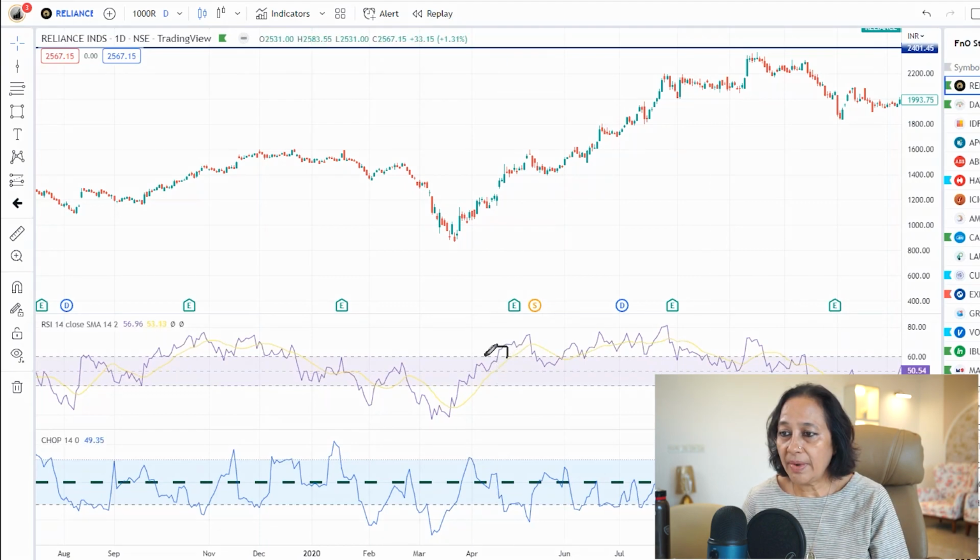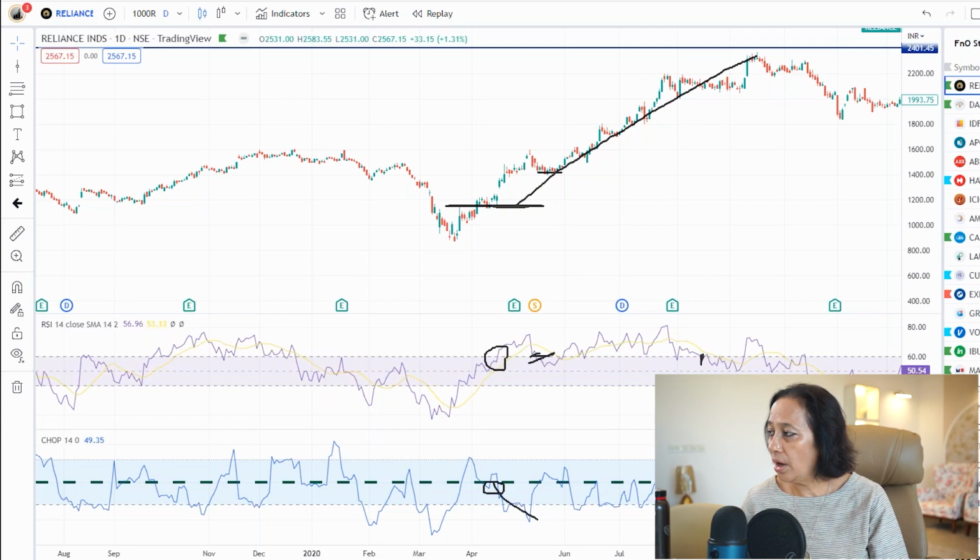This is the place where market became trending. And right at the same time, choppiness came below 50, right? So this is the place of our entry here. Let it continue as long as it goes until RSI comes below 60. Or you have a closure here as well. So this is a place where you can exit your trade.